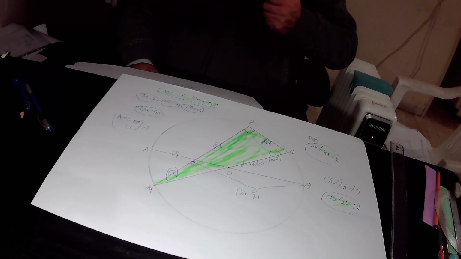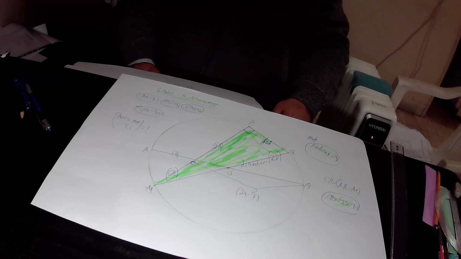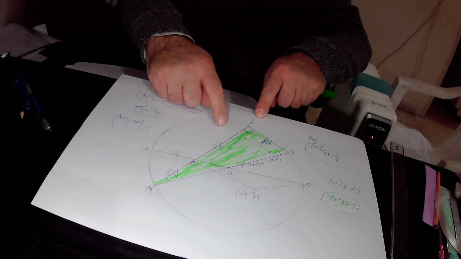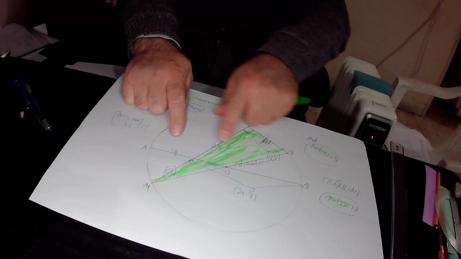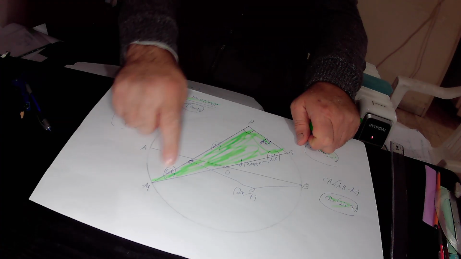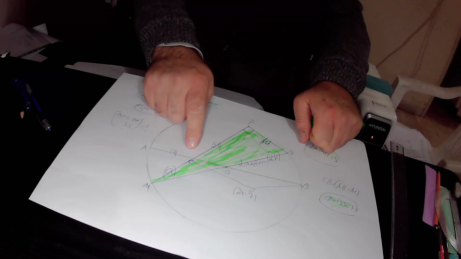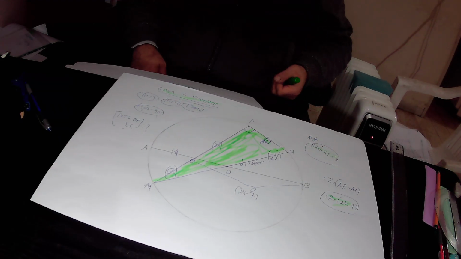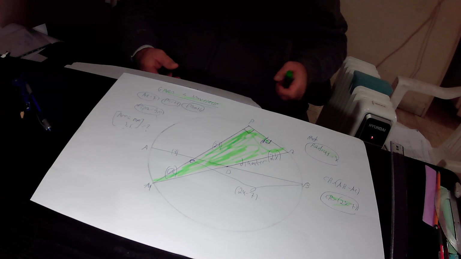So we have here chord PM intersecting chord AB at point C. Therefore, we can implement Rule 65. So let's pick Rule 65.